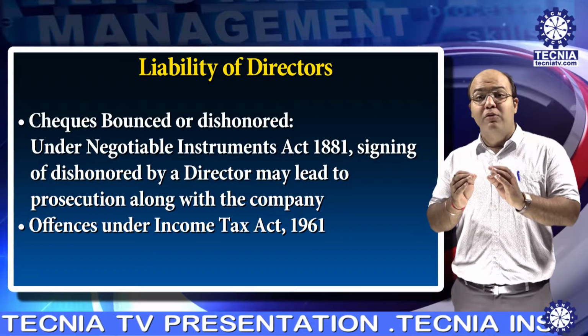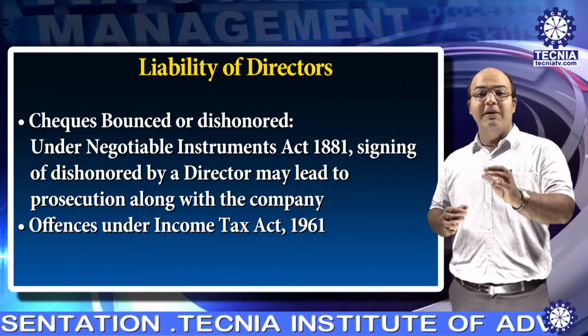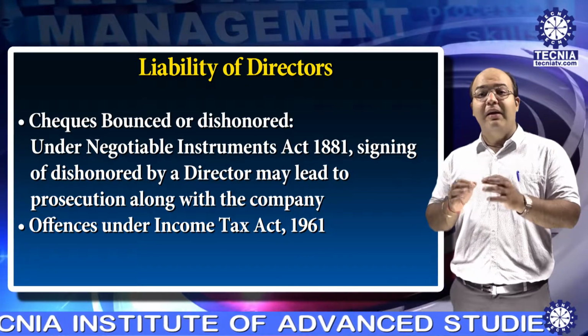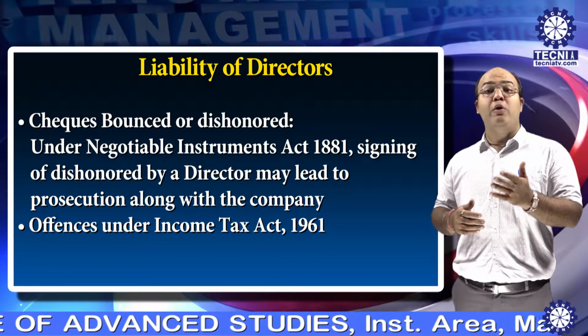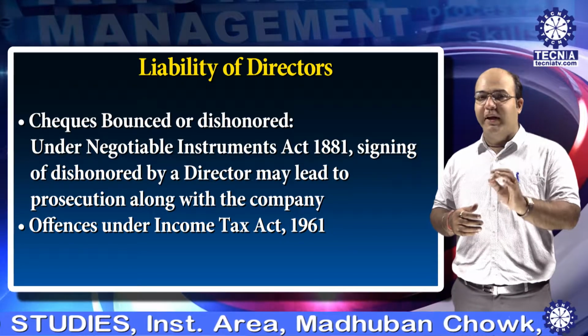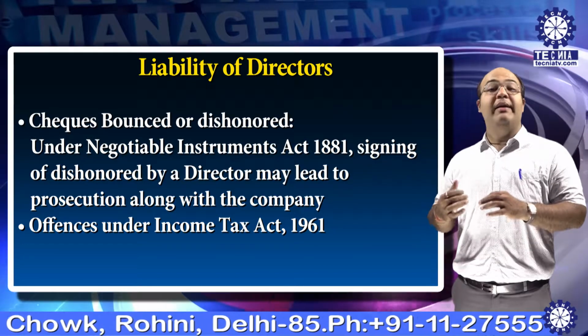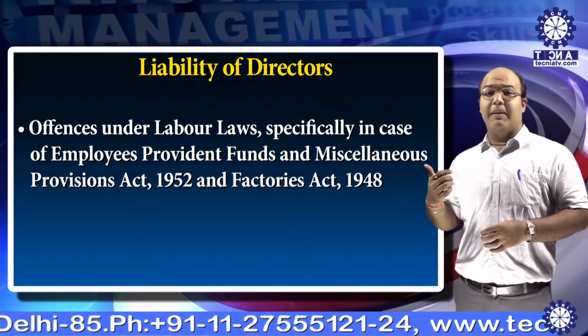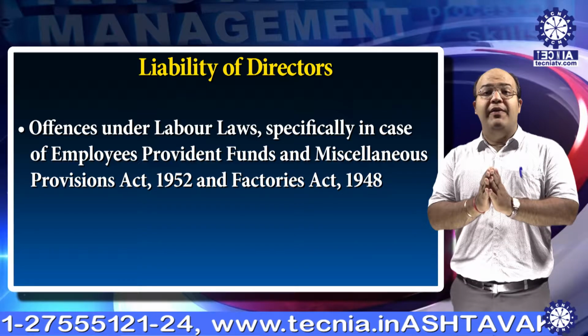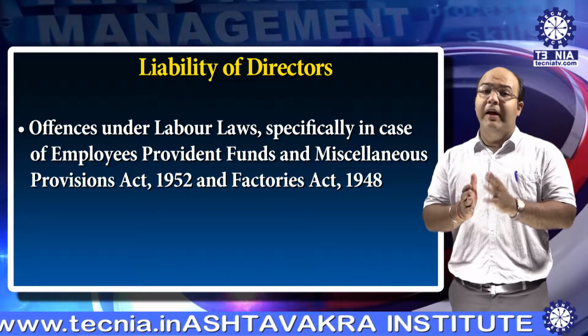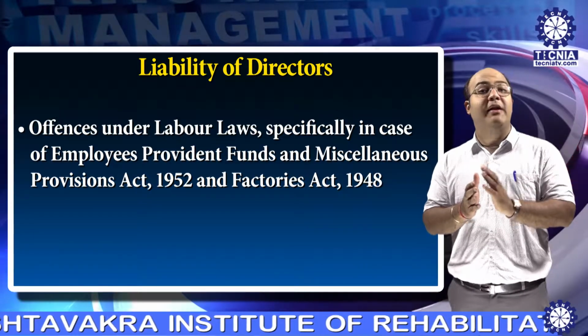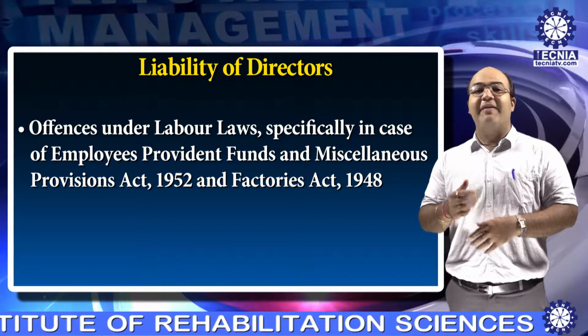Next, cheque bounced or dishonored. Under the Negotiable Instruments Act 1881, signing of a dishonored cheque by a director may lead to prosecution along with the company. And last but not the least, offences under the Income Tax Act 1961. Now, the last liability: offences under labour laws, specifically in case of the Employees Provident Fund and Miscellaneous Provisions Act 1952 and the Factories Act 1948.